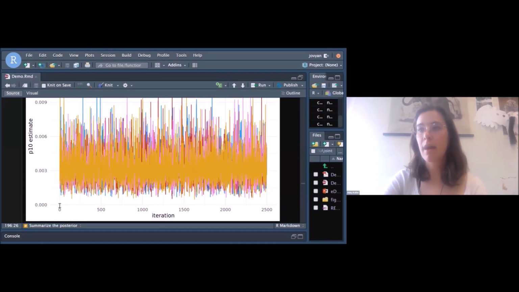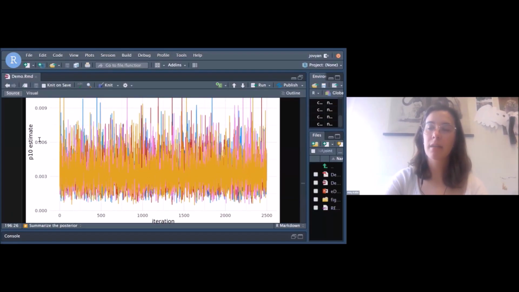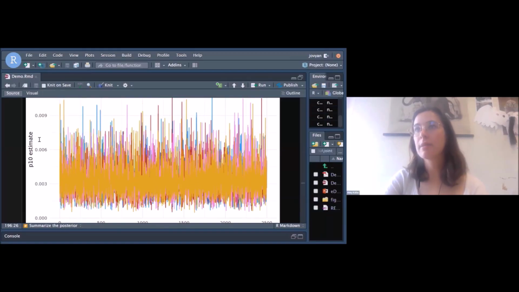So on the x-axis, we have our MCMC iterations. Again, it's just a long string of numbers. On the y-axis, we have the value of P10. So this is really tracing the algorithm moving through parameter space. And the way that this looks is exactly what we're looking for. Each color is a different MCMC chain. We want this to look like a fuzzy caterpillar, which is what this looks like to me.